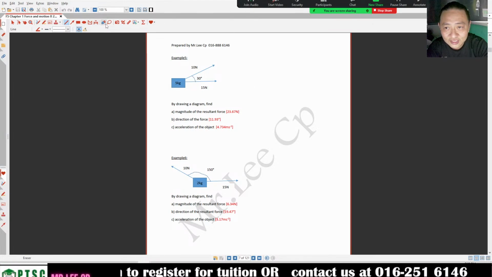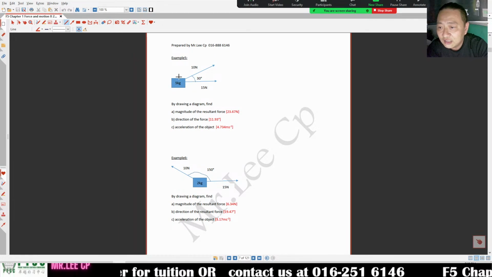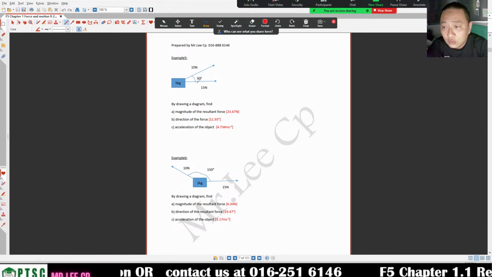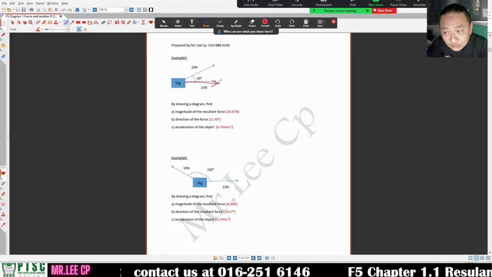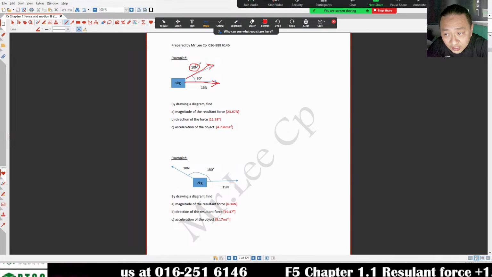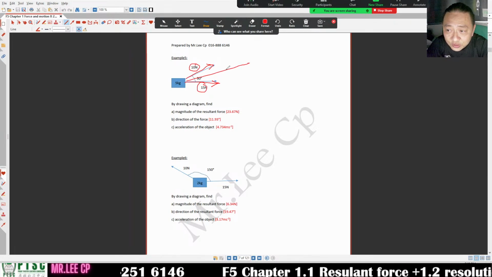Okay, so let's start our lesson today. Now here, that is a 5 kg object, right? It is being pulled in two directions. One is this 15 Newton, and the other one will be this direction, 10 Newton, all right? And then where will it go? It will go somewhere in between these directions.